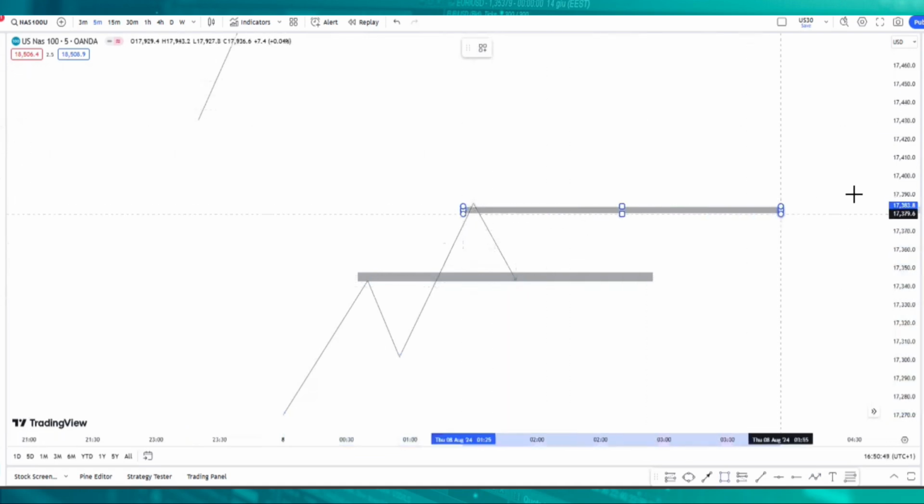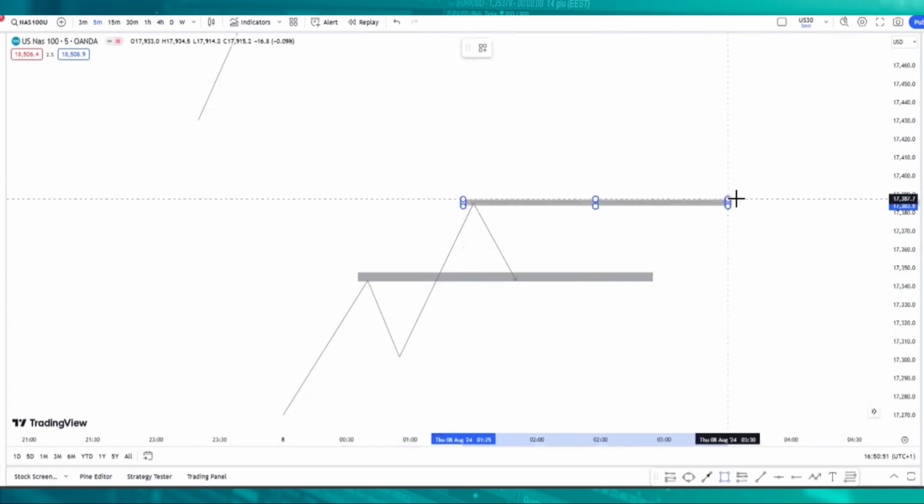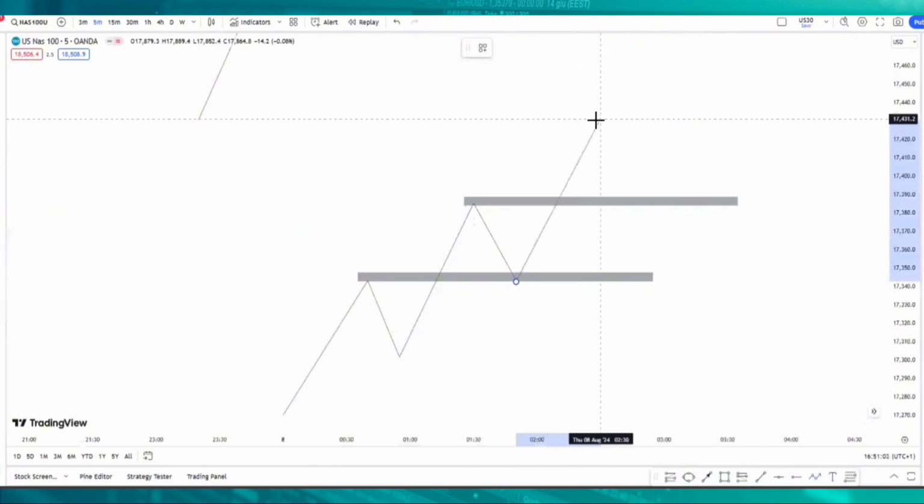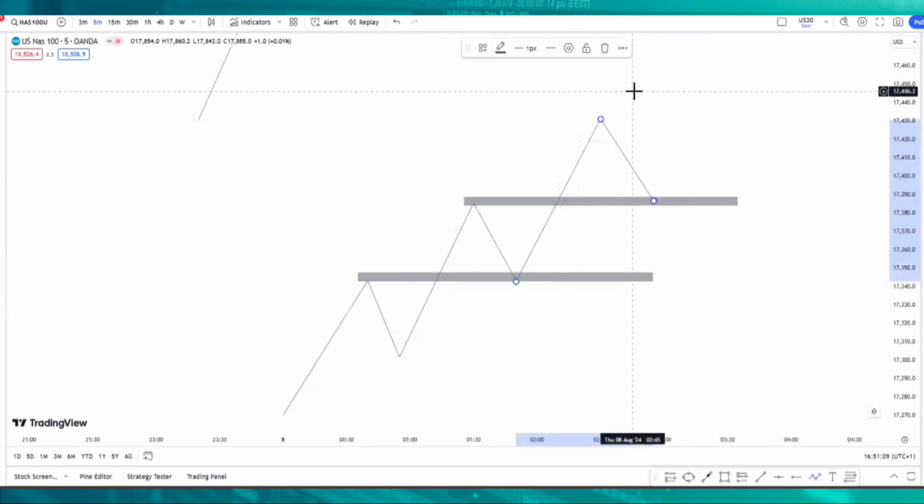Now if you can see, this is a resistance. All right, this is a clear resistance at this level. Now what do we do? We must wait for the market to come from our support just like this, pull back, turn our resistance here into a support, then we can look to buy again. This is another type of break and retest.